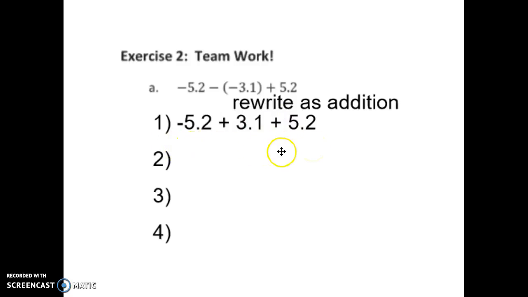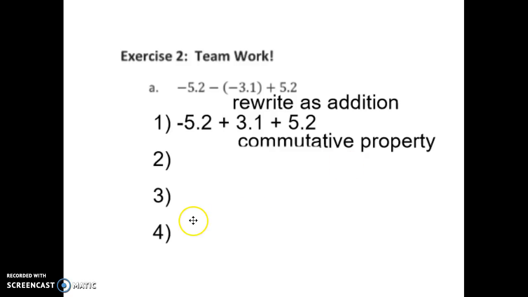So now I've got a list of properties that I can use, such as the commutative property. Because the commutative property allows me to change the order of my addends, I can add these numbers in any order, and I'll get the same answer. So what I'd really like is the negative 5.2 to be beside the 5.2. So let's write it that way.